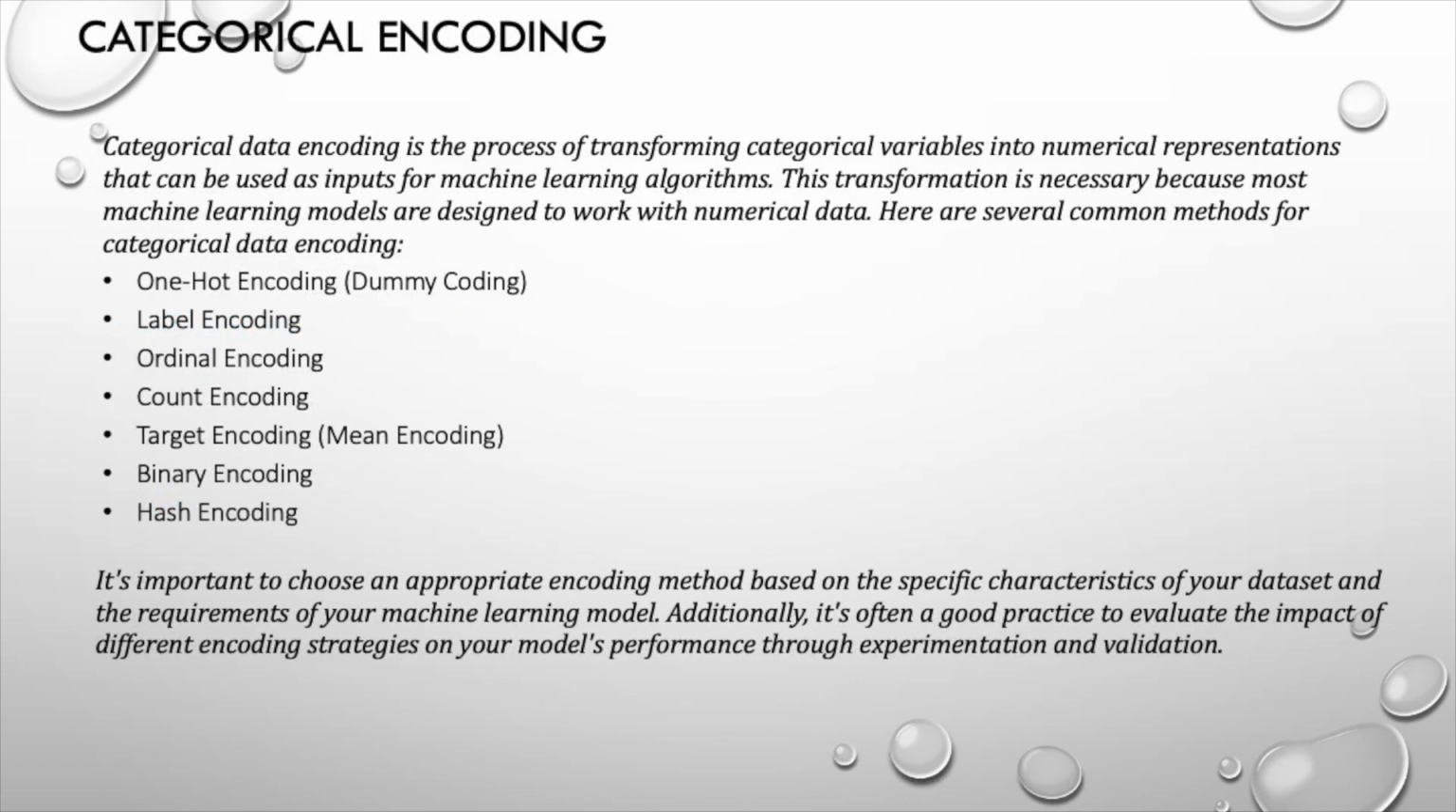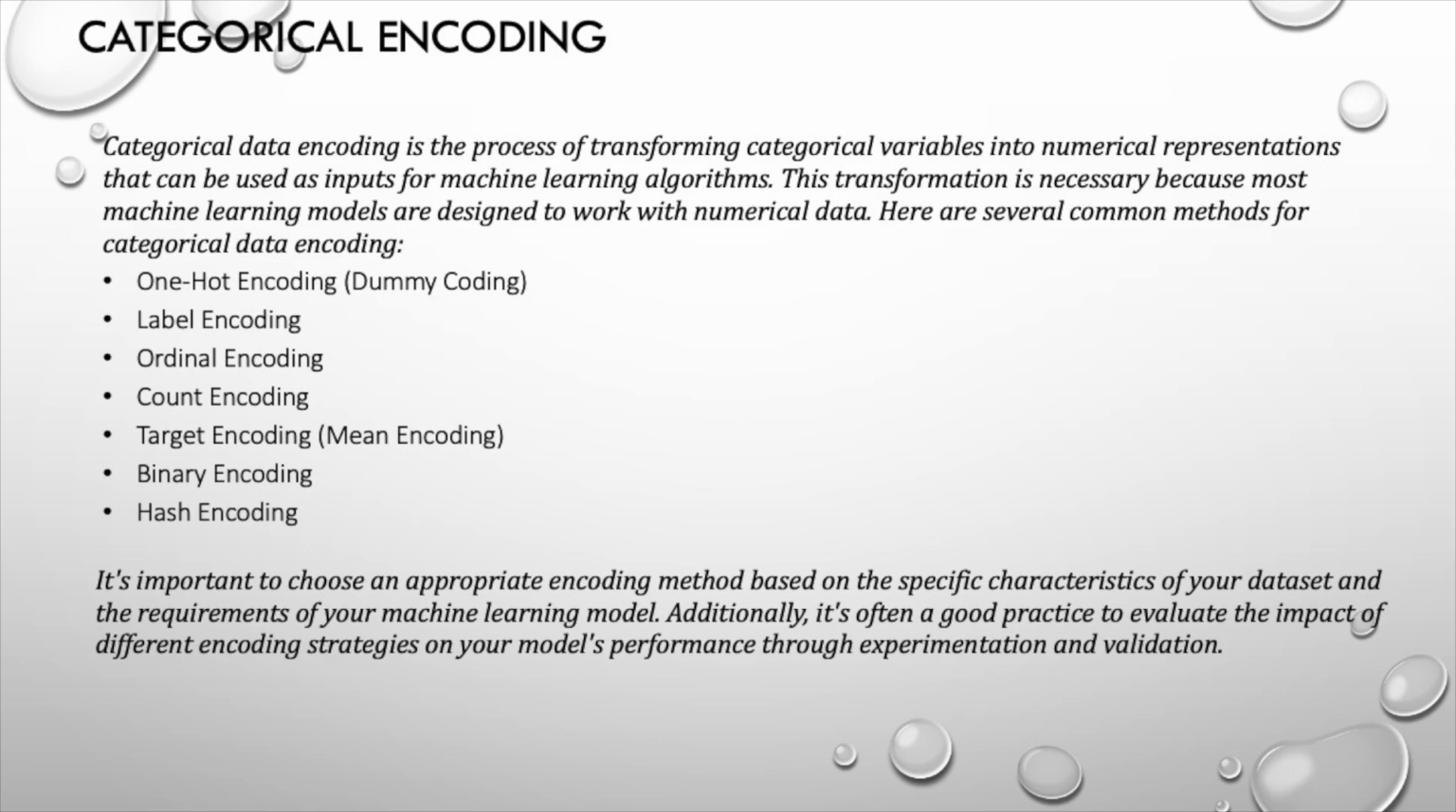Handling categorical data and encoding. This is the process of transforming categorical variables into numerical representations that can be used as inputs for machine learning algorithms. This transformation is necessary because most machine learning models are designed to work with numerical data. Here are several common methods for this.